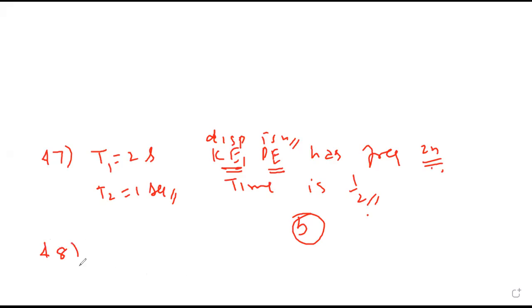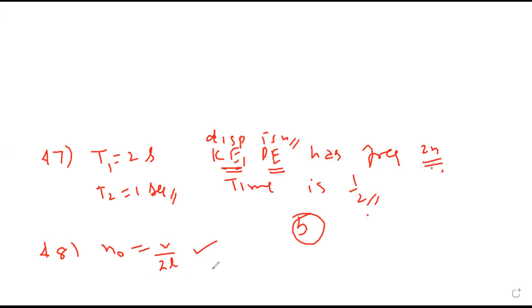48. Which of the following statements is wrong? In an open pipe, the fundamental frequency is V upon 2L. That is right.